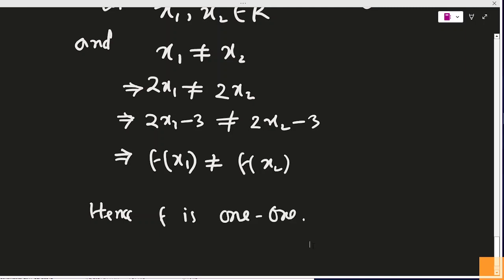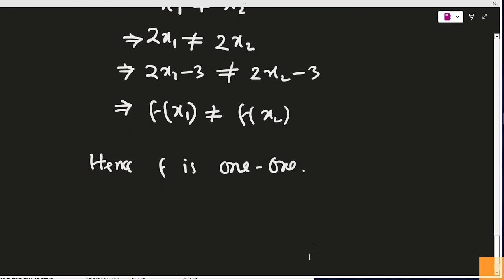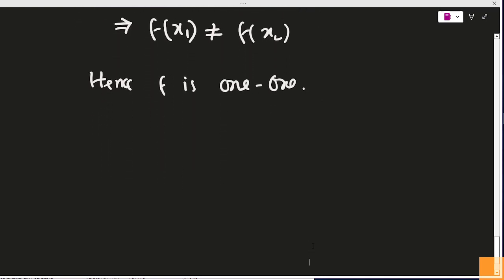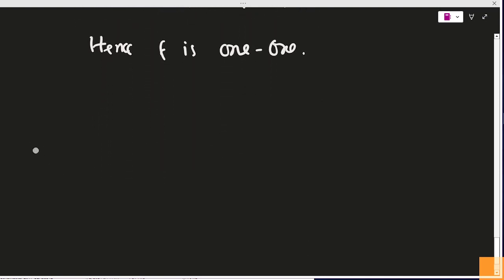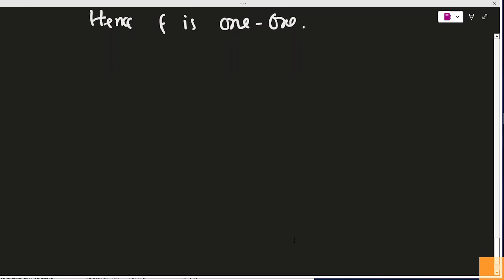Okay. Second, you have to show f is onto. वन प्रूफ करने का और भी एक तरीका है. I will show in the last of the video another method to show f is onto. f is 1-1. So now we will show step 2.